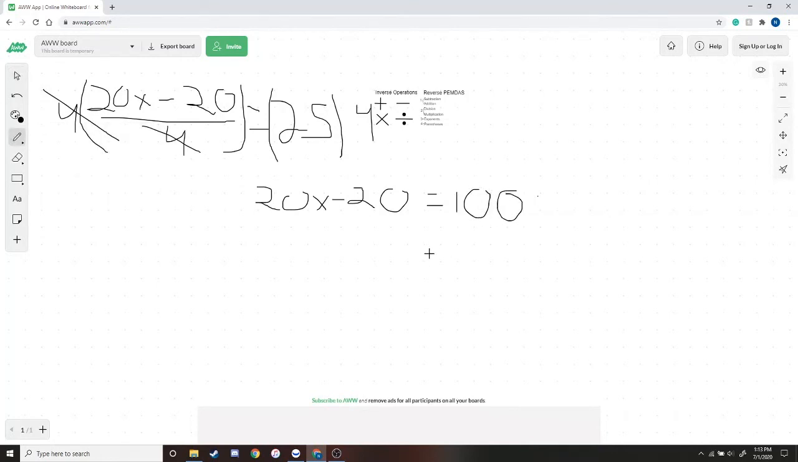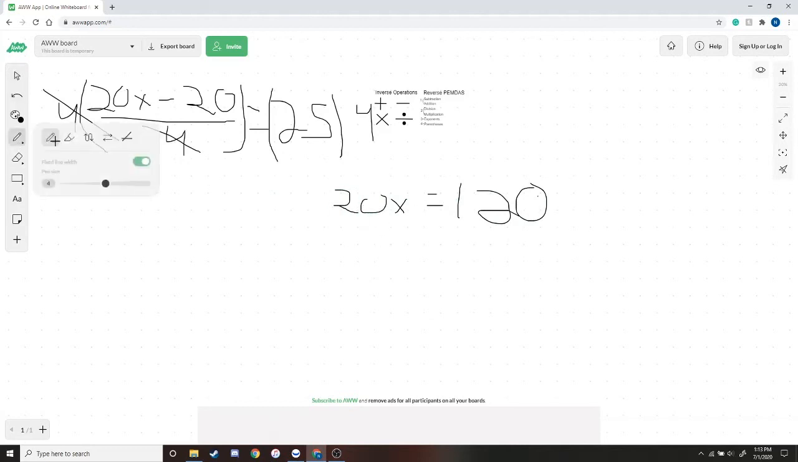And now we're left with our two-step equation. Just like last time, we'll get rid of this constant right here. So to cancel out a minus 20, we need to add 20 on both sides. So 20 plus 20. And we end up with 120 on the right side. And these two 120s cancel out. So we are left with 20x is equal to 120. And finally, we need to get rid of this 20 that's being multiplied by x.